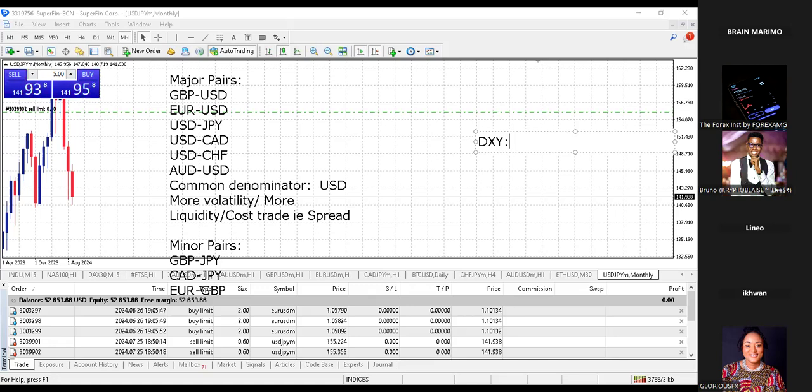Why do we look at the DXY? The dollar index is just the dollar's performance alone, not paired up with any other currency. And you can do so with other currencies as well. You can look at the individual performance not paired against any other currency. Is that something that we are doing?